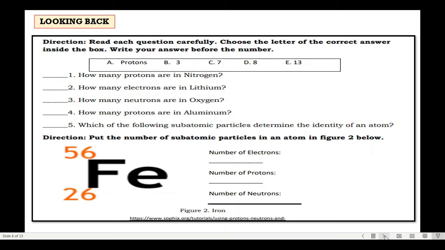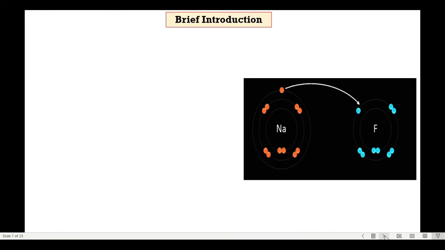You can have your periodic table of elements if you have at home. I think you have it kasi grade 7 pa lang kayo, ginagamit nyo na yun. And also in the learning module of grade 8, yung dinistribute sa school, meron din doon periodic table sa book. Now, let's have a brief introduction.